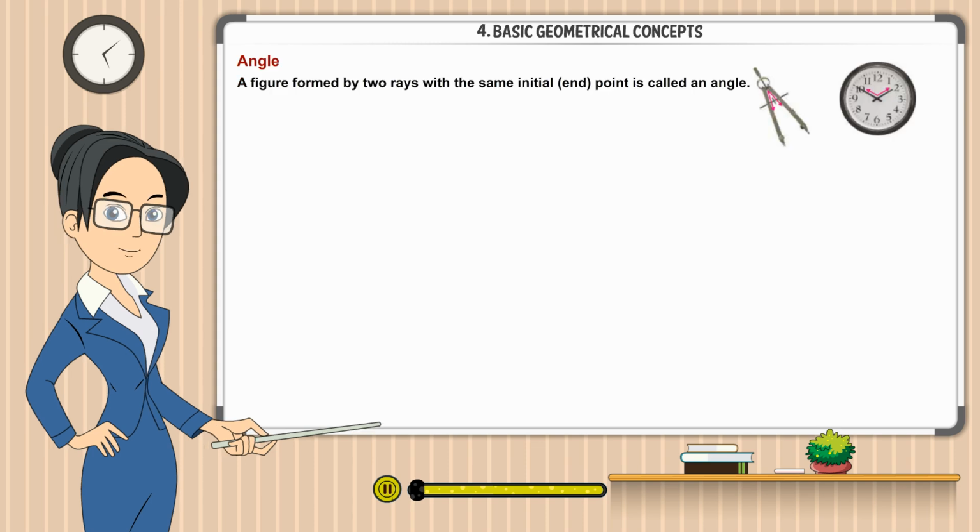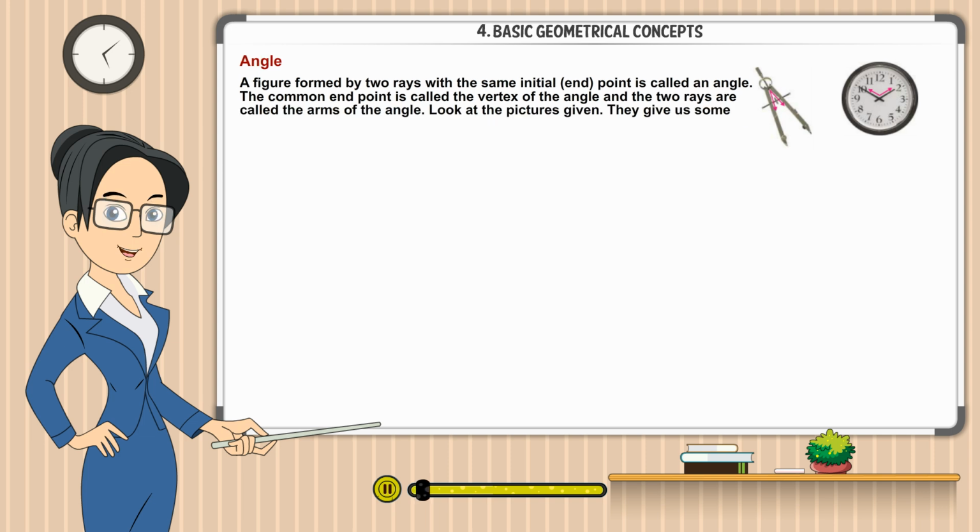Angle. A figure formed by two rays with the same initial endpoint is called an angle. The common endpoint is called the vertex of the angle, and the two rays are called the arms of the angle. Look at the pictures given. They give us some idea of an angle. We use the symbol ∠ for the word angle.